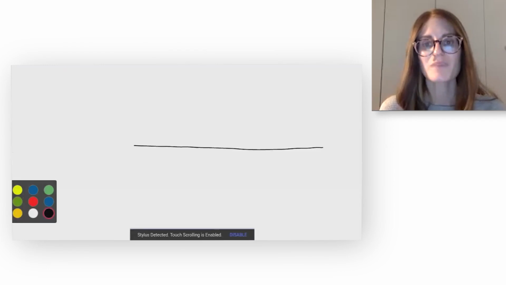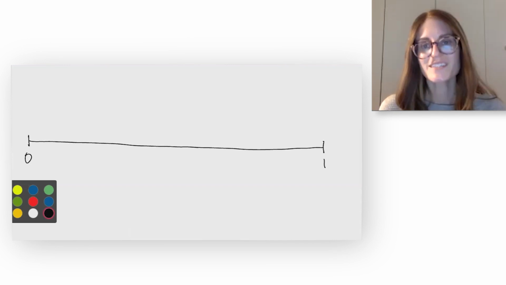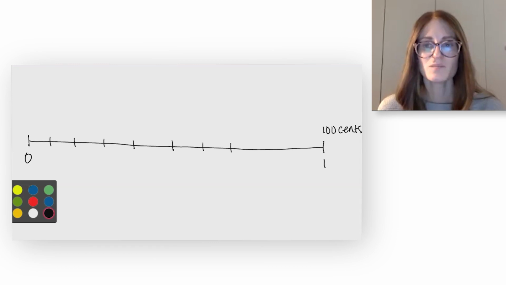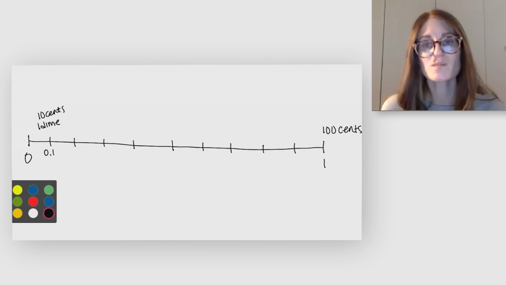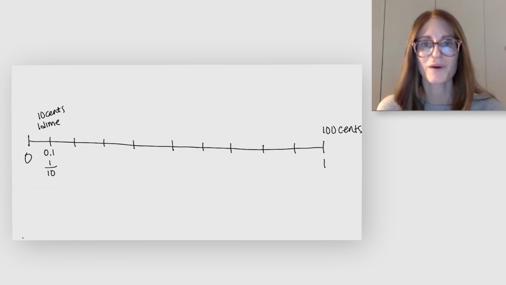Let's take a look at the space between 0 and 1 on a number line, which in this case would represent amounts of money in between 0 and one whole dollar. There are 100 cents in $1. So if I cut this space into 10 equal pieces, each section represents 10 cents or 1 dime. Because we split this space into 10 equal-sized pieces, each section also represents 1/10 of the space between 0 and 1. So I can also represent this as 1/10. I can write that as 1 over 10 or as 0.1.